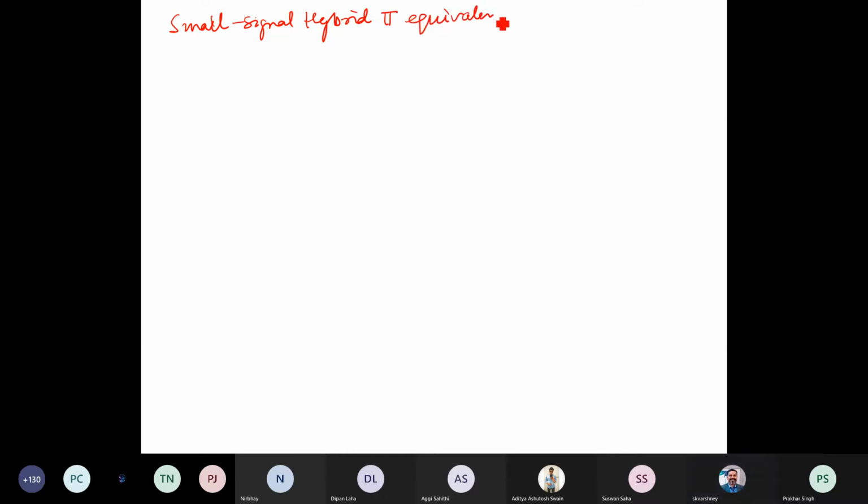There have been several different approaches, but we are going to adopt the small signal hybrid pi equivalent circuit.